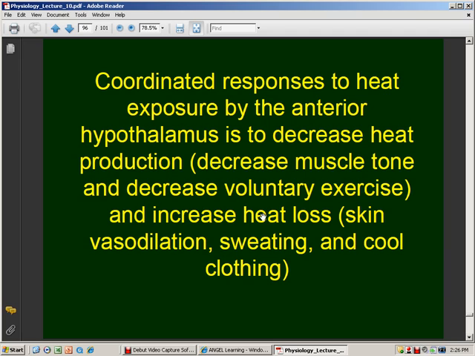And then it increases heat loss. What's going to happen to your blood vessels? They open up. What's going to happen to your skin? It turns very red so that you can evaporate off that heat. And then when you're really hot, you want to peel off your clothing, right?